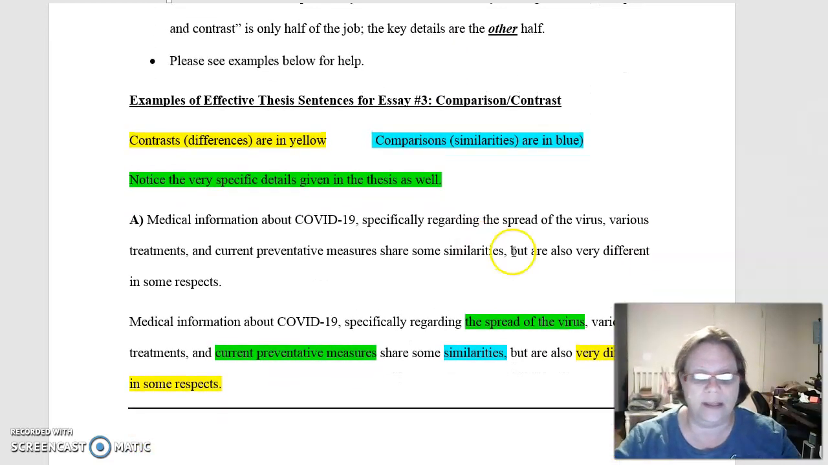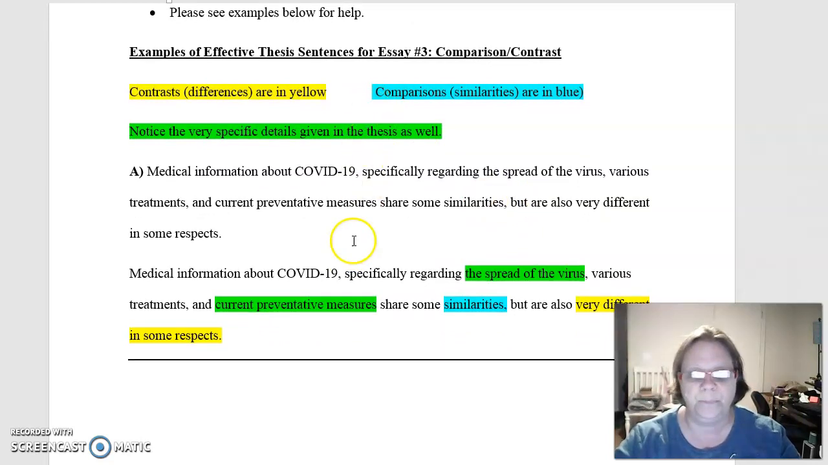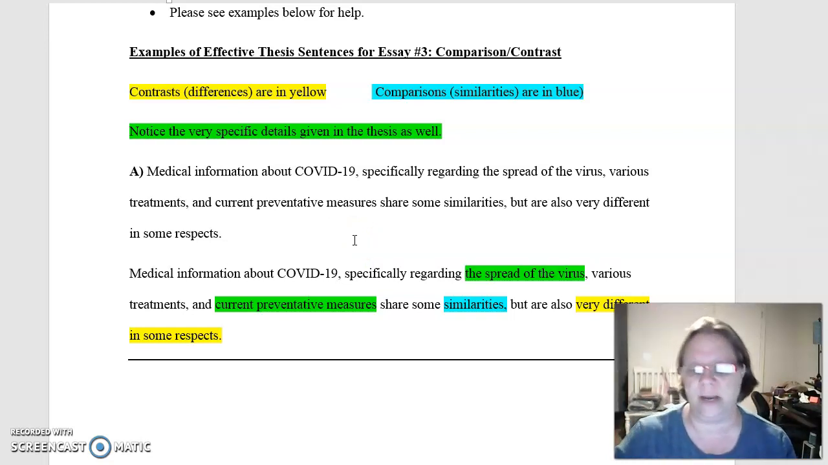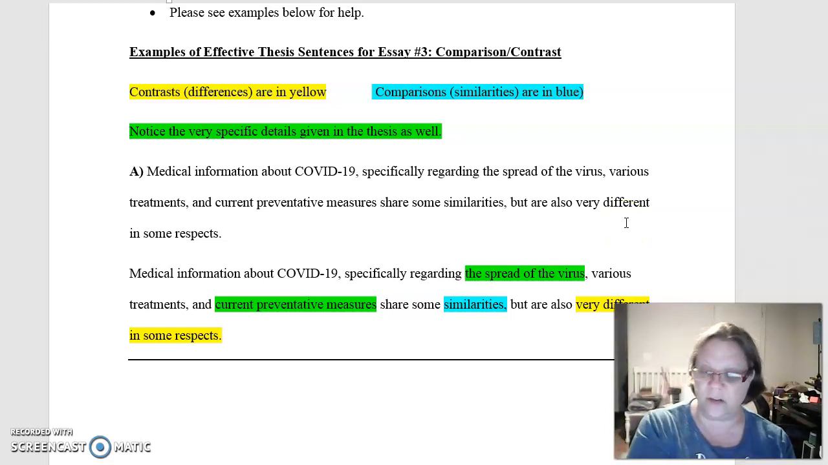So basically, I broke this down. Okay, you see here the thesis sentence. And you'll see here the contrasts are in yellow. The comparisons are in blue, because remember we had to mention both of those. And then the very specific details are given in the thesis as well, and those are in green. Okay, so they were writing their essay on COVID. And what they were doing was a comparison contrast of the information that we were getting as Americans in the beginning of the pandemic as opposed to what we're getting now. And so what they had to do is pick out some very specific details to compare and contrast the information they got at the beginning as opposed to the information we get now.